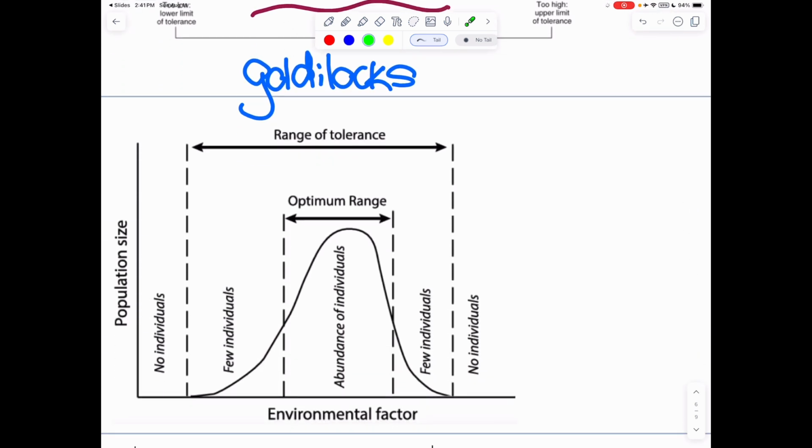This is another graph that shows the same thing. We're measuring population size versus the amount of that environmental factor. Again, that could be sunlight, salinity, temperature, wind, pH, etc. Our optimum range right here is going to lead to the highest amount of individuals. There are exceptions. Individuals can handle a little bit too low and a little bit too high, but we're going to get to a point, the zone of inhibition, where there are no individuals at all.